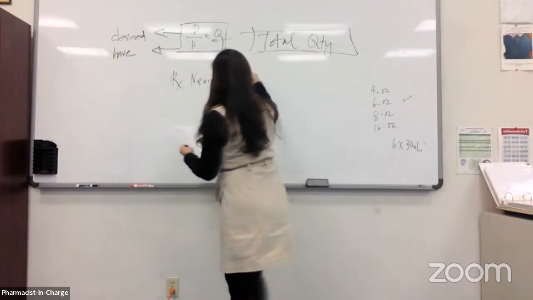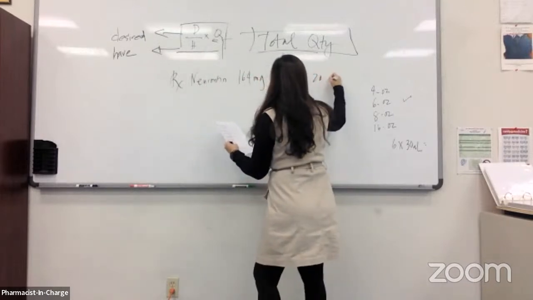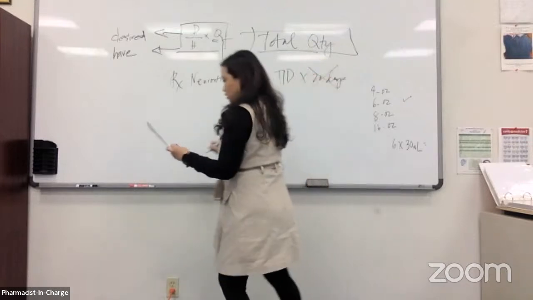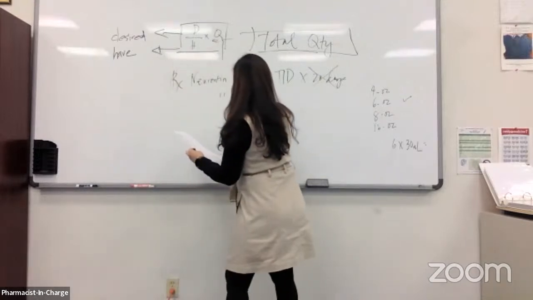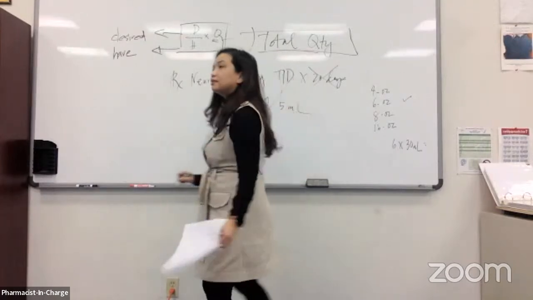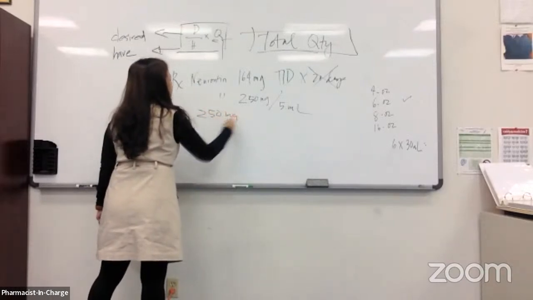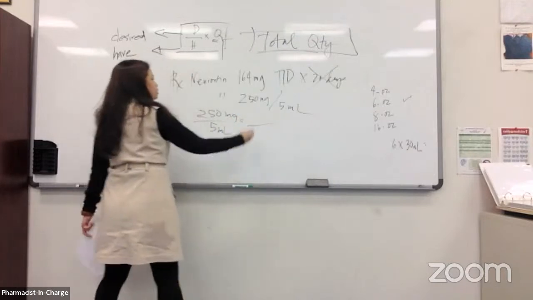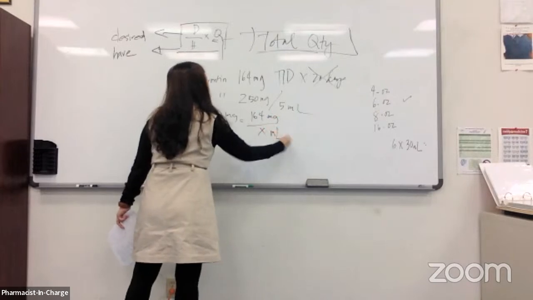Neurontin, 164 mg, TID times 20 days. The instruction is in a single day, do I need the 20? No. What's the supply? Neurontin, 250 milligrams per 5 ml. If you follow my steps, you won't be lost. 250 milligrams for every 5 ml. It makes sense to use ratio and proportion because you just put this on top to make this an X ml.